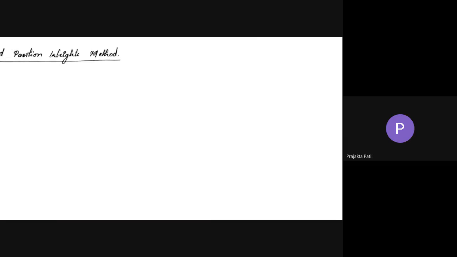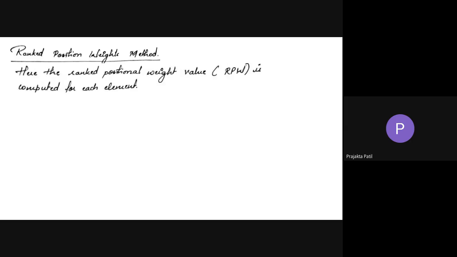It's visible, right? The ranked position weights method. Yes, ma'am. Okay. So this is the third line balancing algorithm. We'll quickly see what it is. Almost half of the procedure remains the same as we have solved for the largest candidate rule, but there are some other prior requirements that need to be taken care of. Let's see what we have to do here.